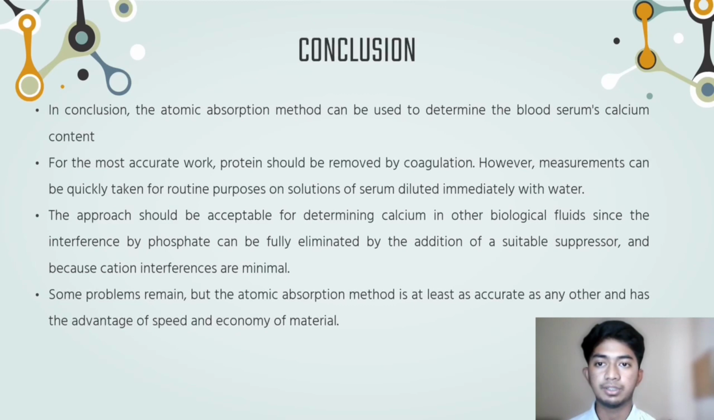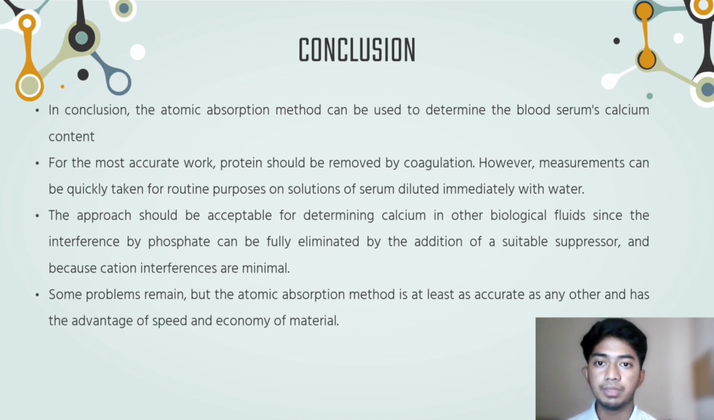And for the conclusion part, in conclusion, the atomic absorption method can be used to determine the blood serum calcium content with the sample between 0.1 to 0.5 ml. For the most accurate work, protein should be removed by coagulation. However, measurement can be quickly taken for routine purposes on solution of serum diluted immediately with water.